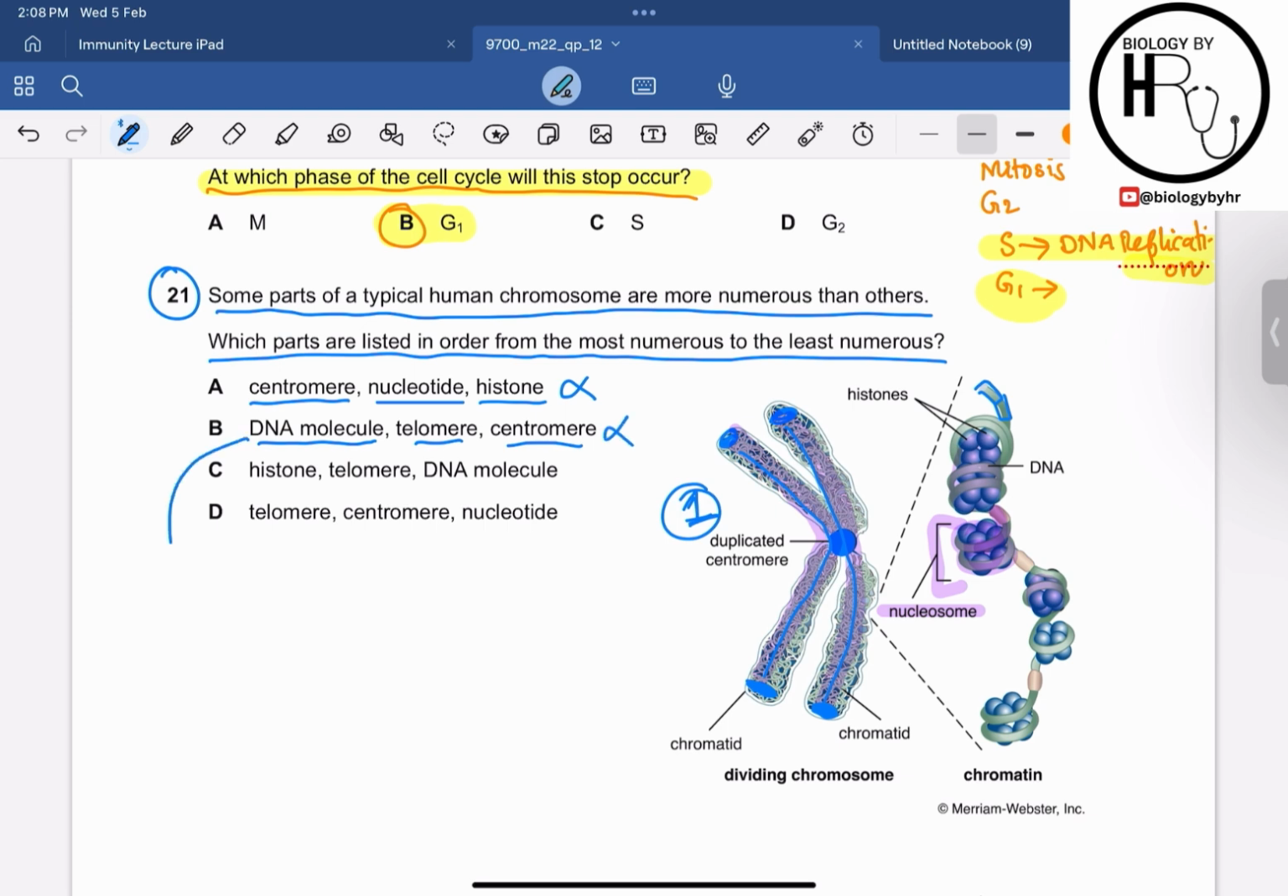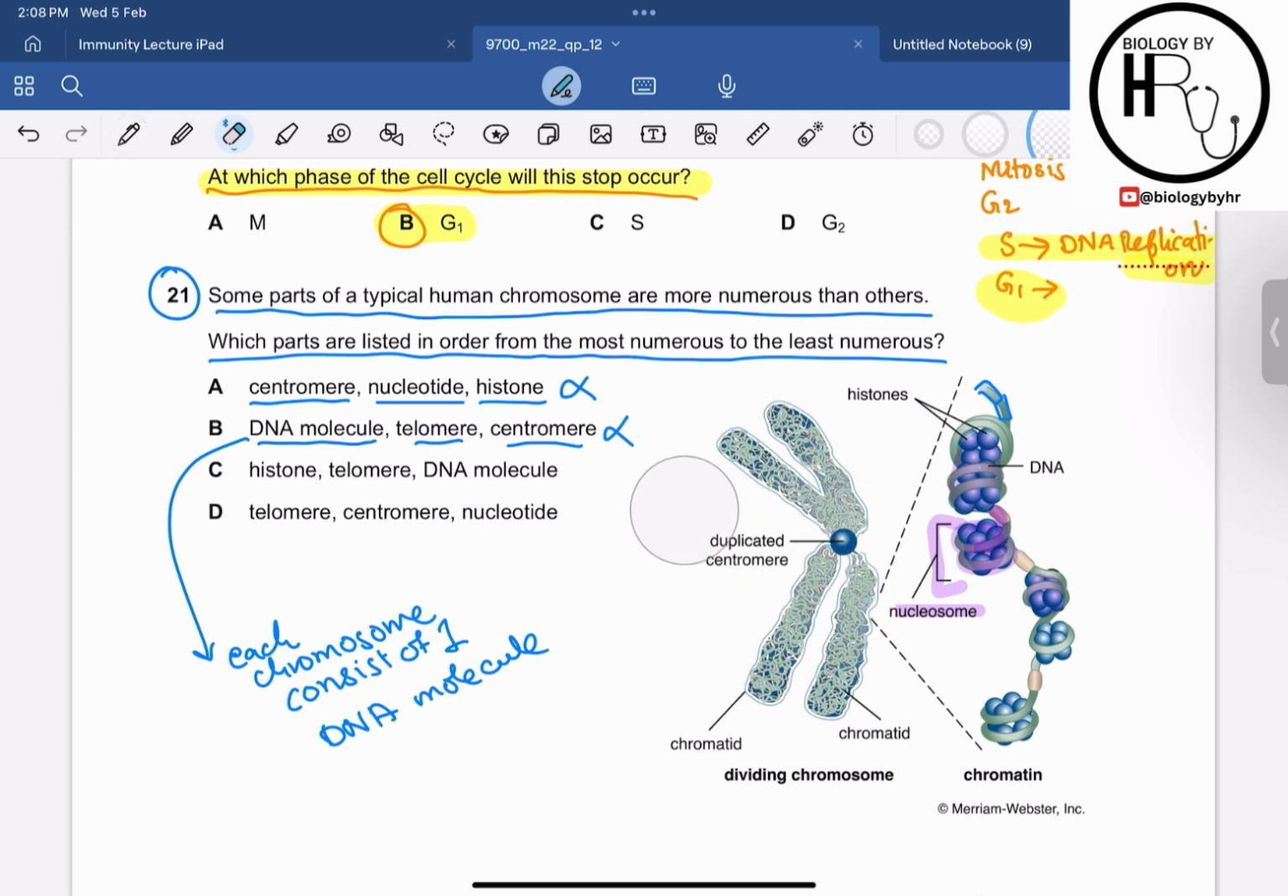If I explain even better, each chromosome consists of one DNA molecule. Each sister chromatid consists of one DNA molecule. Like over here, this sister chromatid is made up of one DNA molecule, and this one is made up of the other DNA molecule, right? Yes, option C is our correct answer over here.